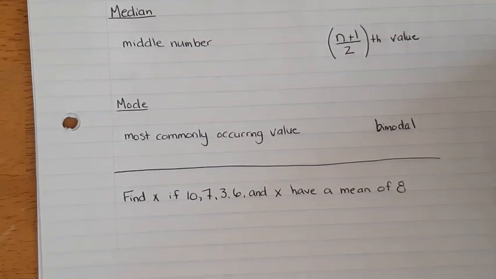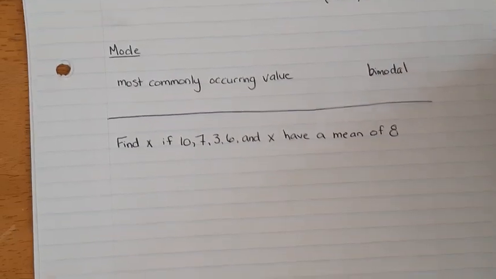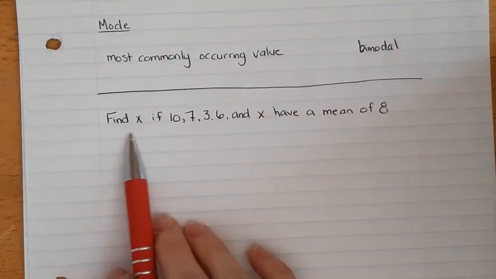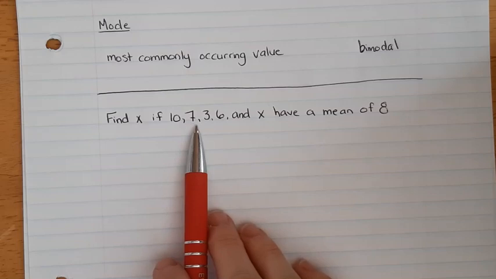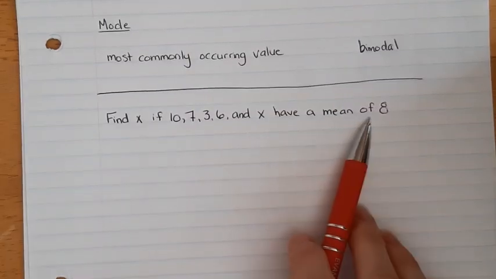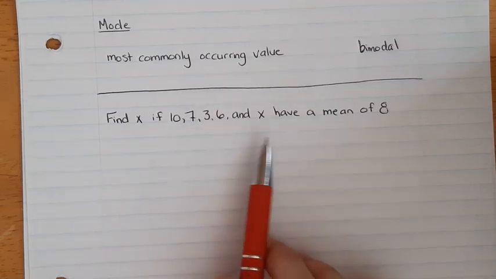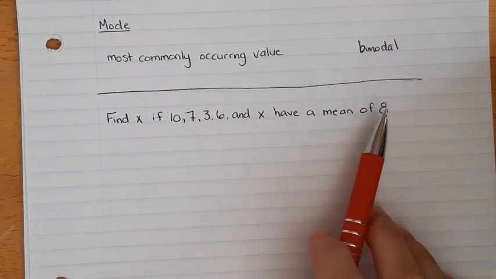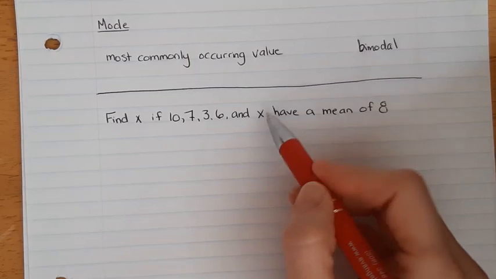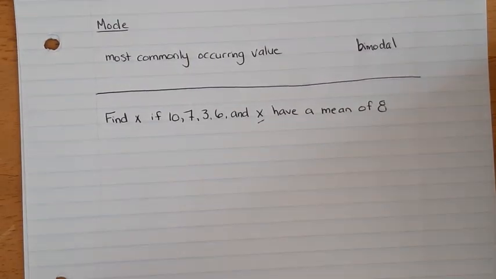Okay, so let's get into a couple more complicated questions that you'll see. So this first one we're going to look at is find x if 10, 7, 3, 6, and x have a mean of 8. So in this kind of question, you're kind of going about it in reverse. You're not being asked to find the mean, you're being given the mean, and you've got to go back and figure out what this missing value is in the set.